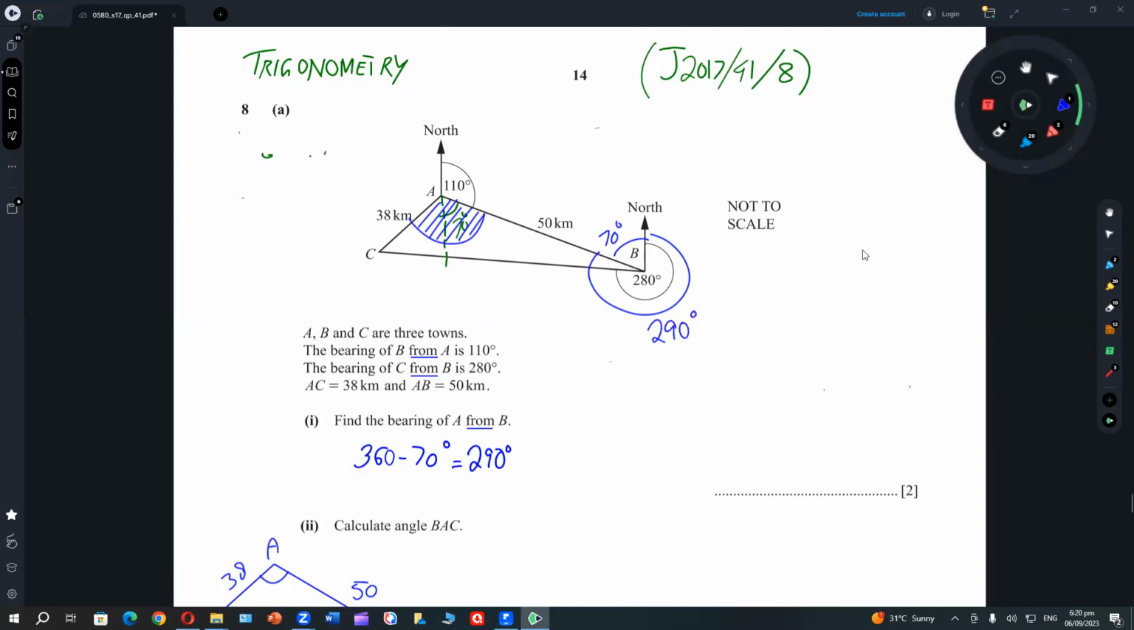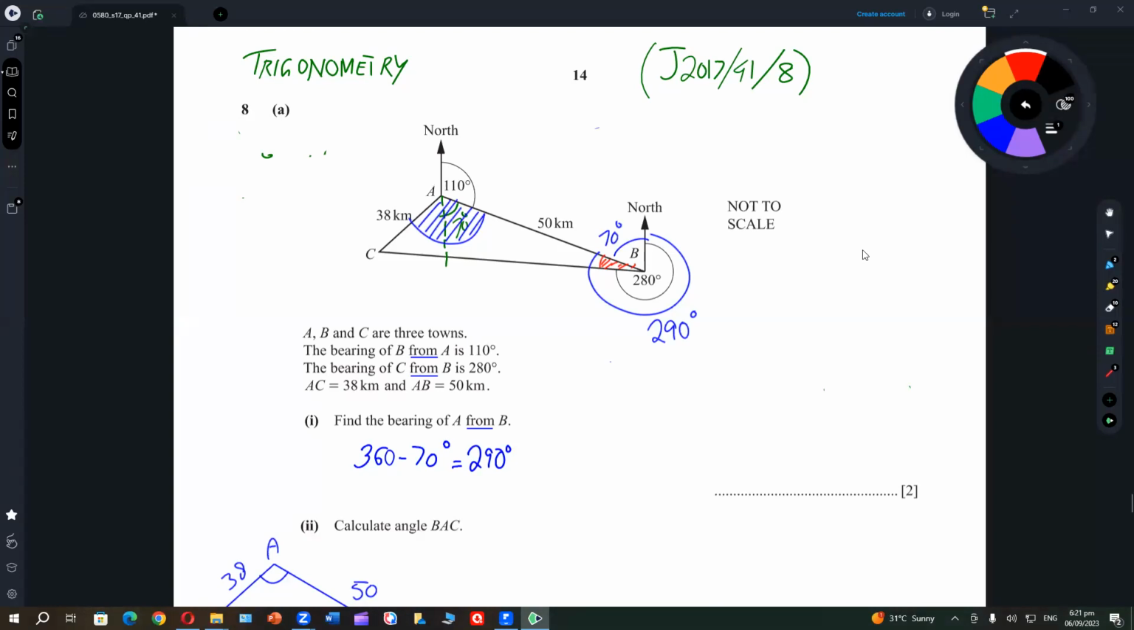I have marked 290 on my diagram. So you also please mark 290 on your diagram. And I need help with this red angle. I need to find this red angle. So you would do 90 minus 70 because it's a right angle, right?